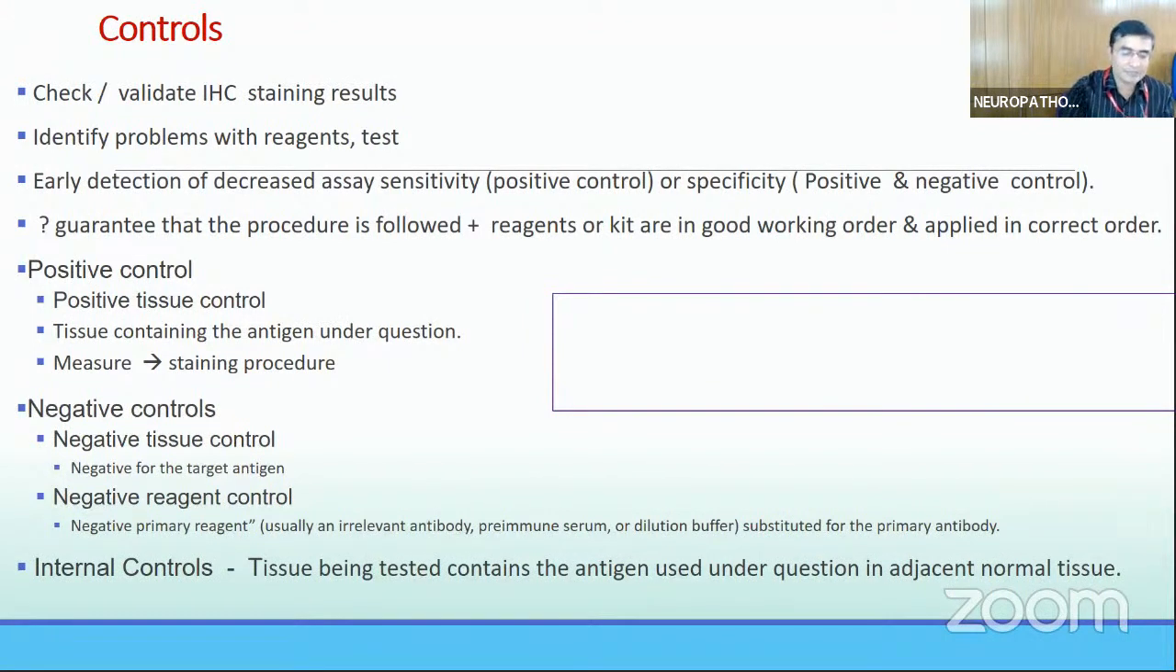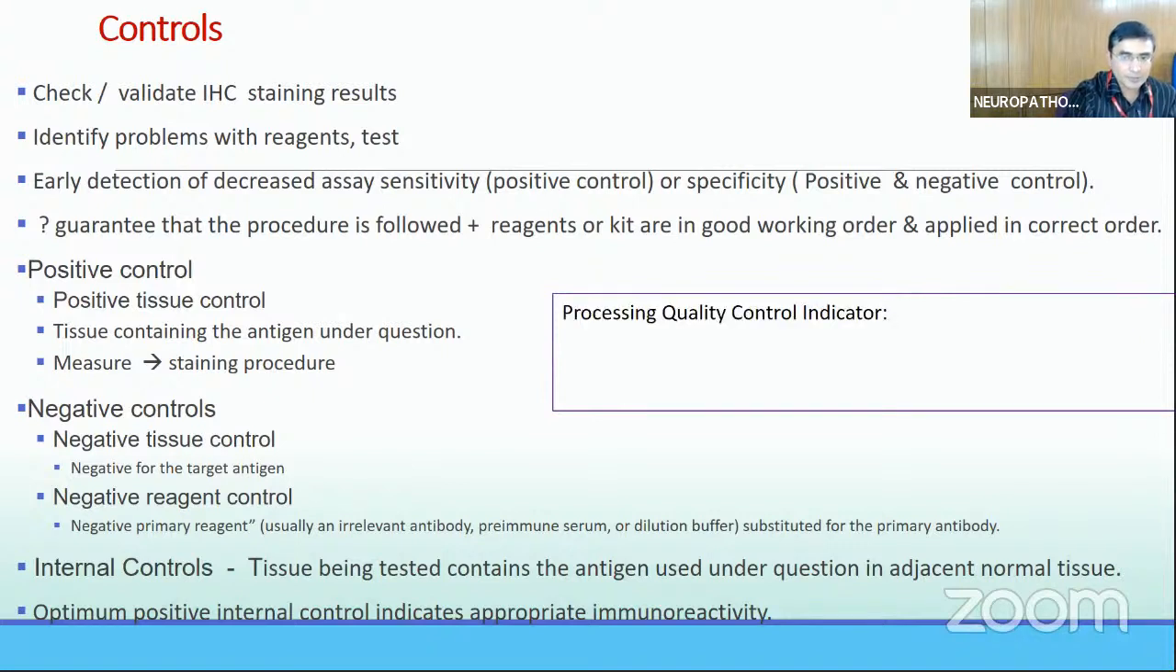One more thing is sometimes some of the tissue contains internal control. That is, normal elements will be there, which can be demonstrated by the IHC, but that may be present or that may be absent or that may be altered in the tumor, so that can be used as a comparison. Whatever it is, optimum positive internal control is very, very important and a very essential quality check and quality control.